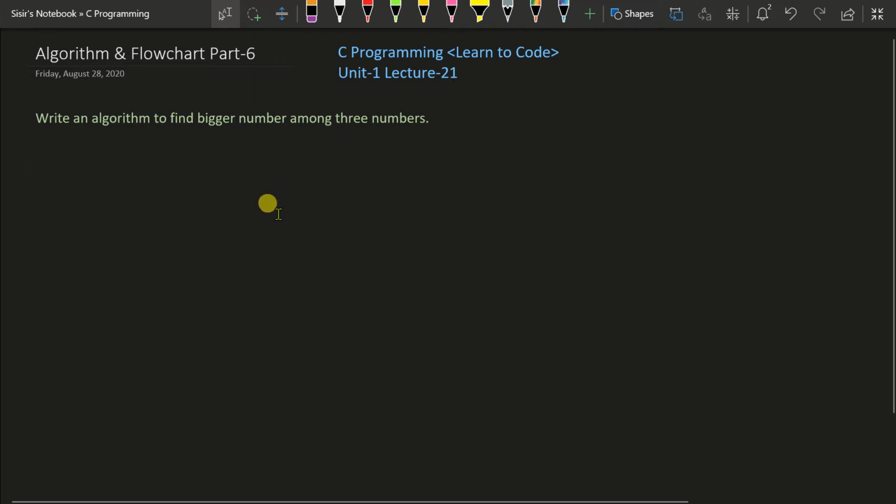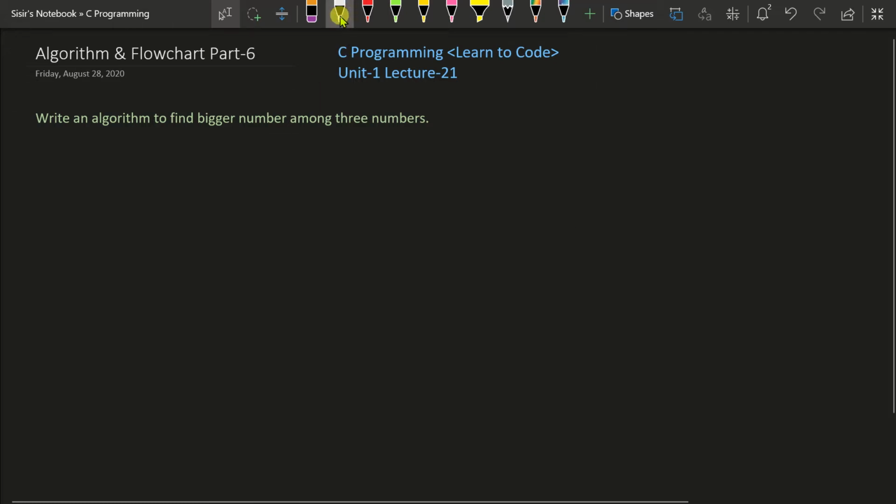This is the 21st lecture of Unit 1, and in this lecture we will continue our discussion on algorithm and flowchart. Today we are going to solve another problem related to algorithm design: write an algorithm to find out the bigger number among three numbers. In the previous class we talked about the bigger number among two numbers, and in this class we will talk about the bigger number among three numbers.